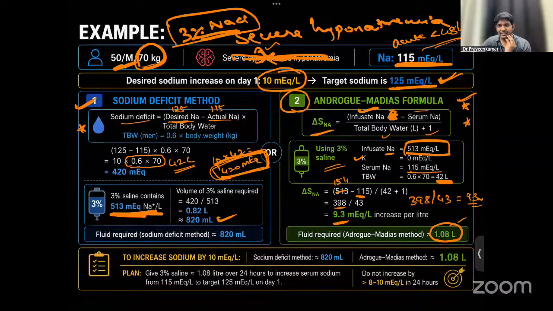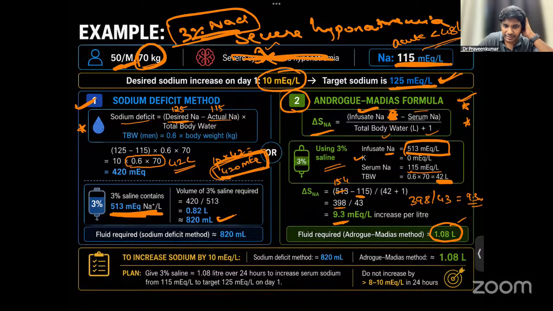Someone asks how the 1.08 value came, sir. It is 10 divided by 9.3. It is just math. 1 liter gives a 9.3 milliequivalent increase. So how many liters will give a 10 milliequivalent increase? It is a little more than 1 liter, which comes to 1.08 liters. Basically 10 divided by 9.3 comes to 1.075, so that is 1.08. That's all.